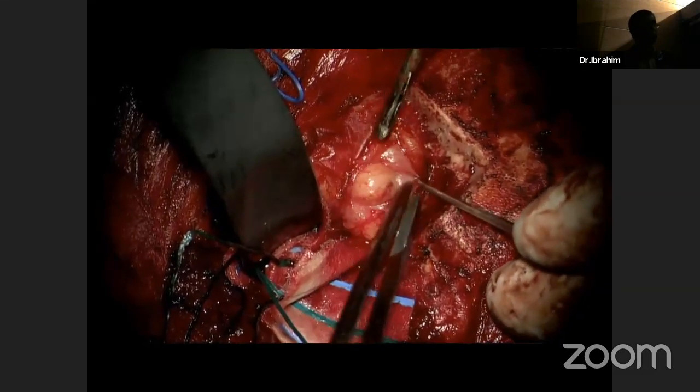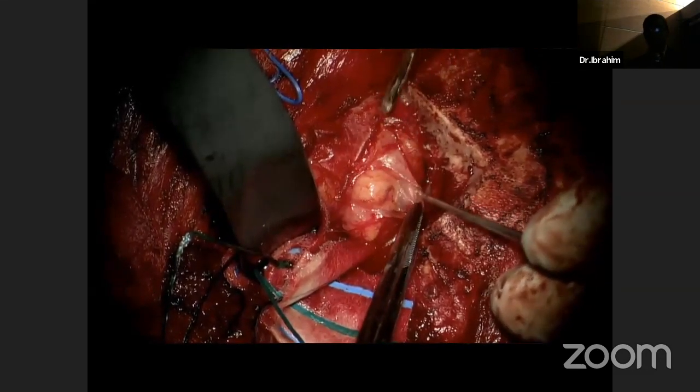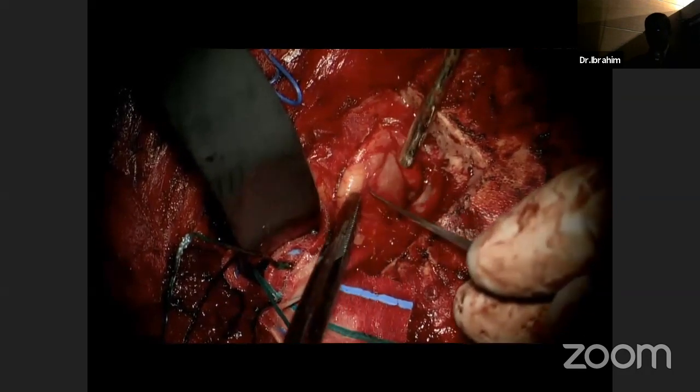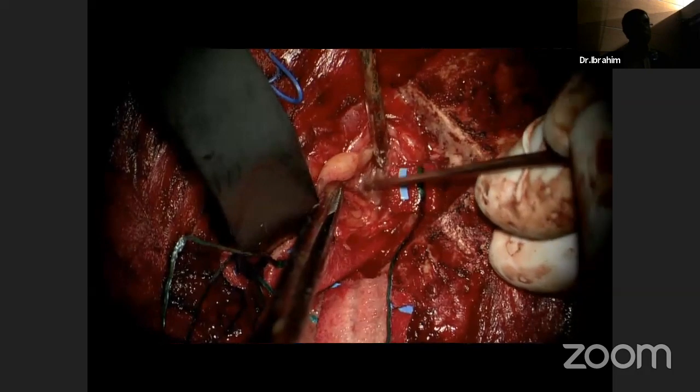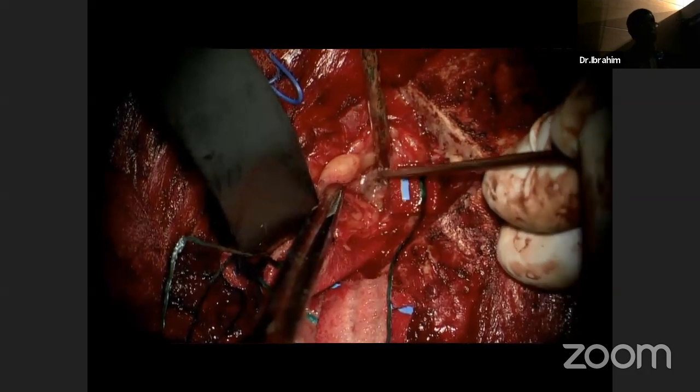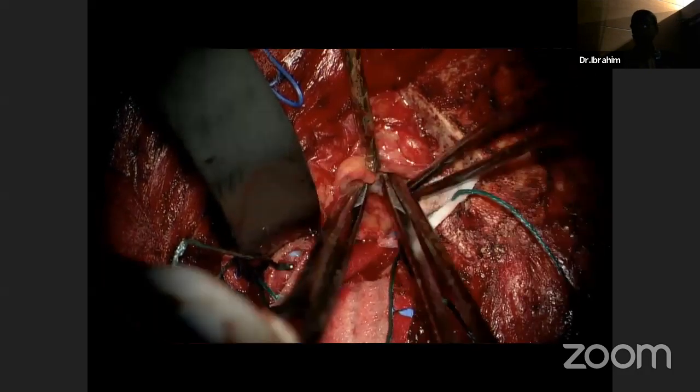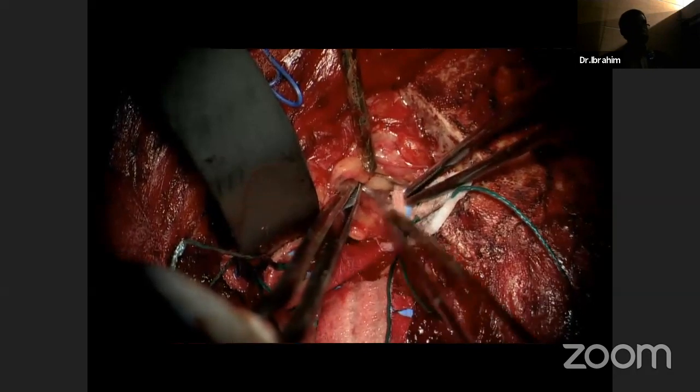But remember, orbit is in the domain of a neurosurgeon. You have to master it. Maybe you will not operate, but you have to master the anatomy and the knowledge of the pathology. And I tell you, you will go into the orbit on so many occasions.